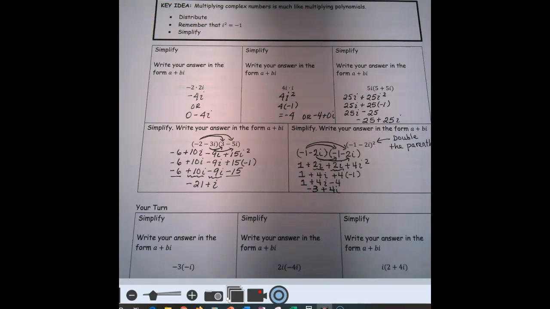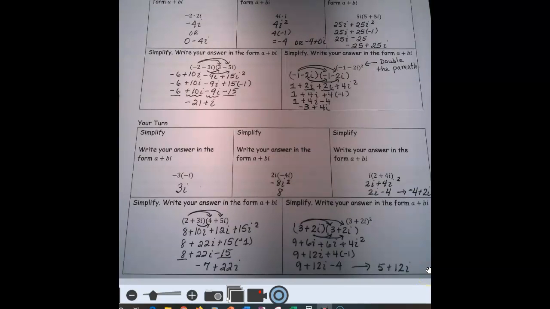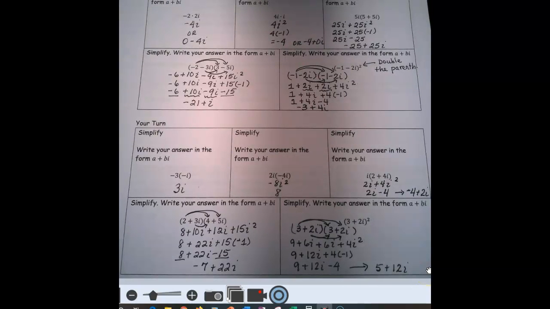So go ahead, try the It's Your Turn, and we'll be right back. All right, so here are the answers for the Your Turn. Please make sure that you really understood what was going on. If not, feel free to ask me questions when we're in class. I'd be glad to help you.